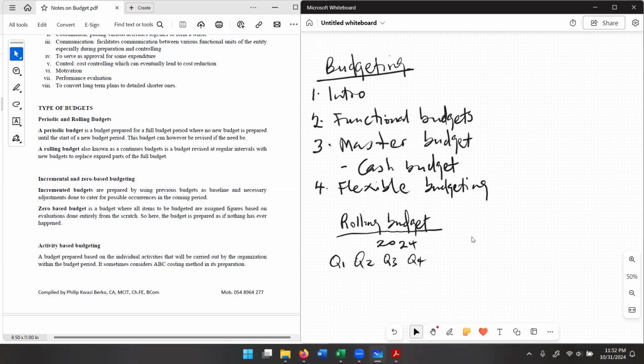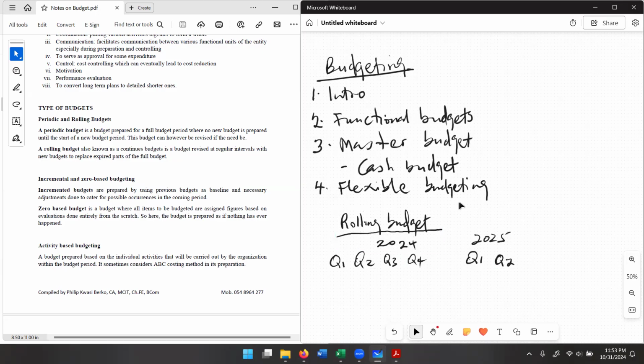So we go to 2025 and then prepare Q1 for 2025. So that from Q2 in 2024 to Q1 in 2025, we still have 1 year budget. So once we end Q2, we prepare another budget for Q2 2025. You see, so we will continue to do that. And when we do such a thing, we say that we are dealing with a rolling budget or a continuous budget. So it will continue to infinity.